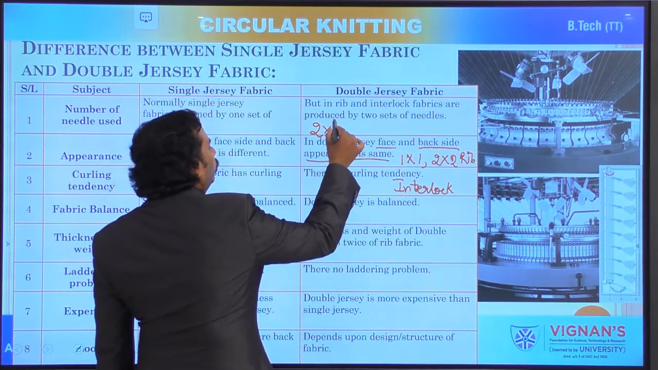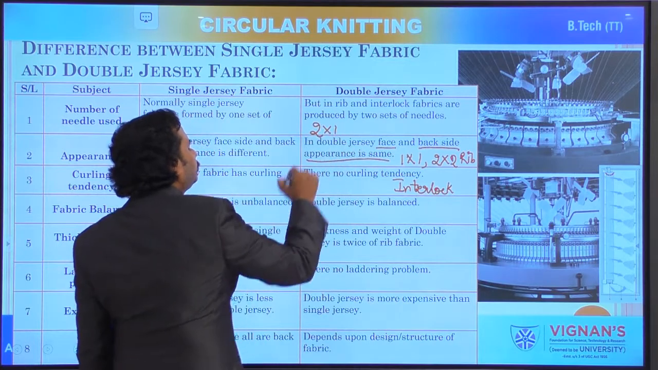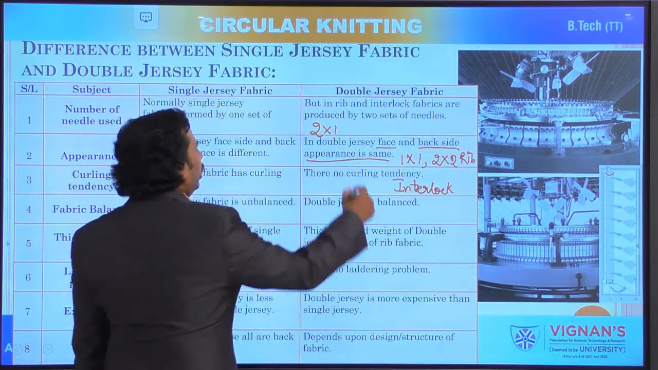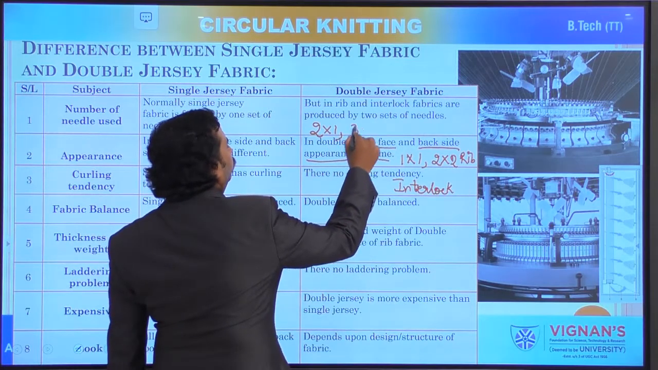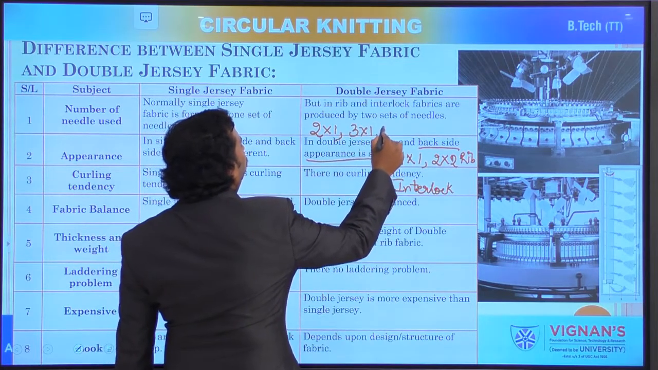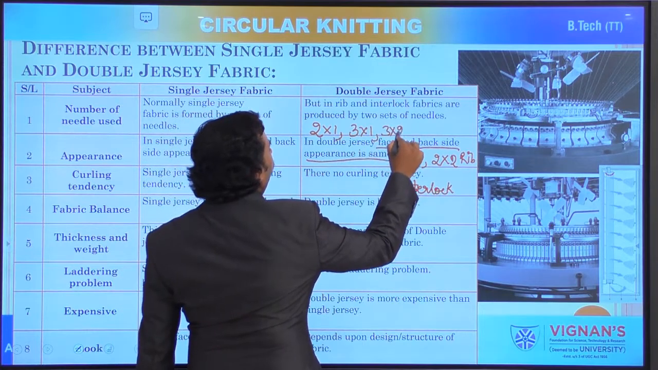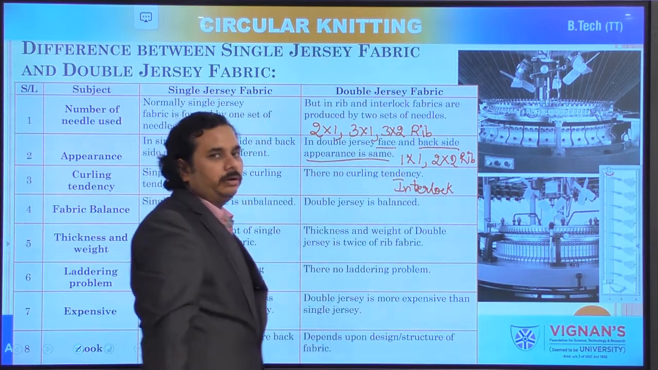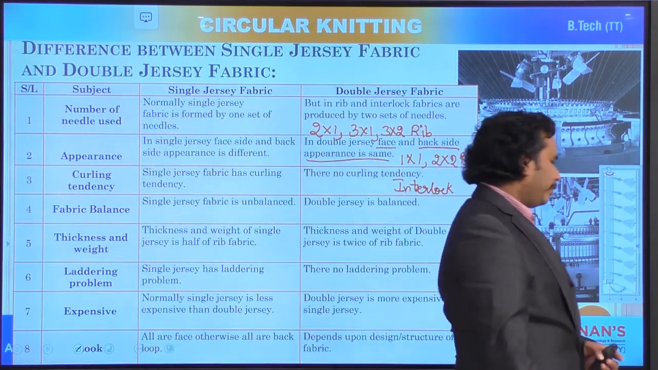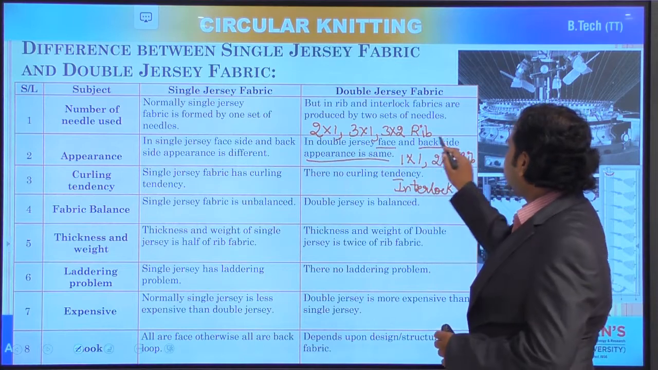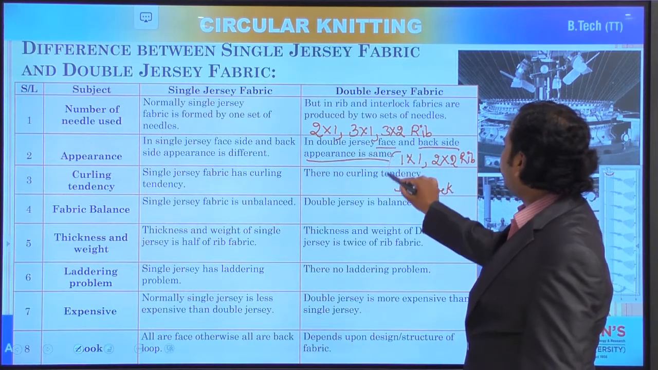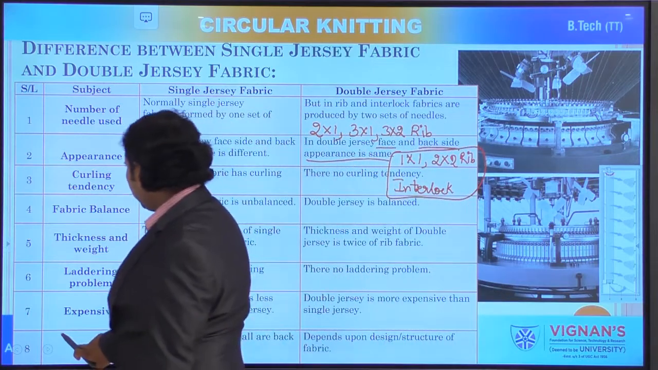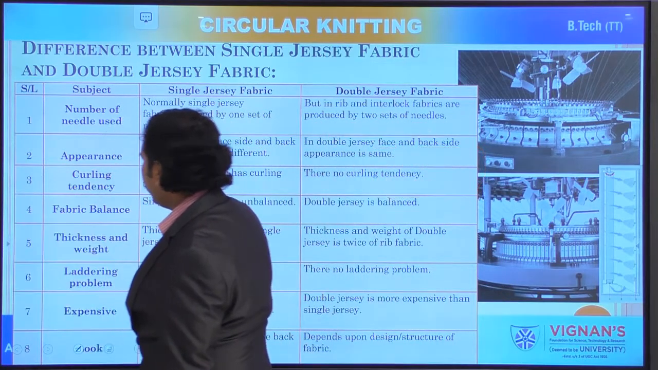So one loop will appear at the back side and two loops, two wales, will appear on the face side. And one more thing, like 3 into 1, 3 into 2. These ribs appear differently. So the appearance of the fabric will be different in these cases, and in the other cases the appearance of the fabric looks the same. So that is the major thing.